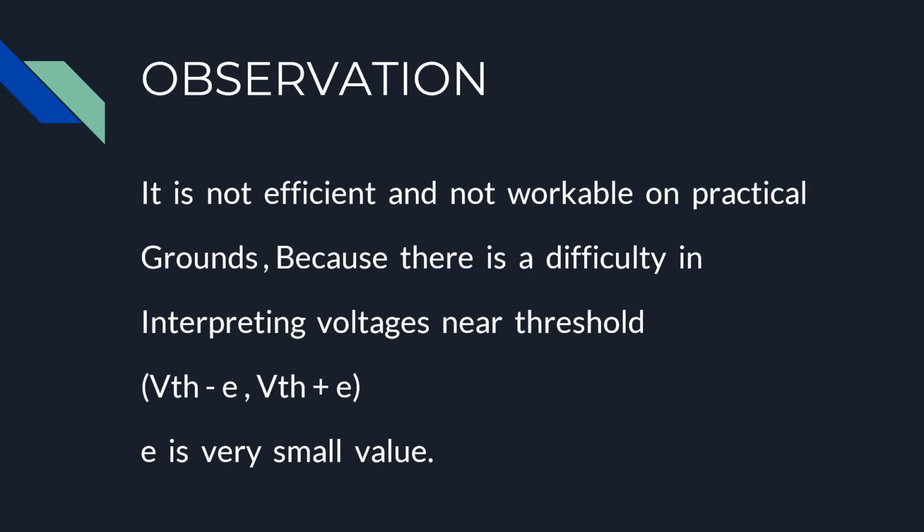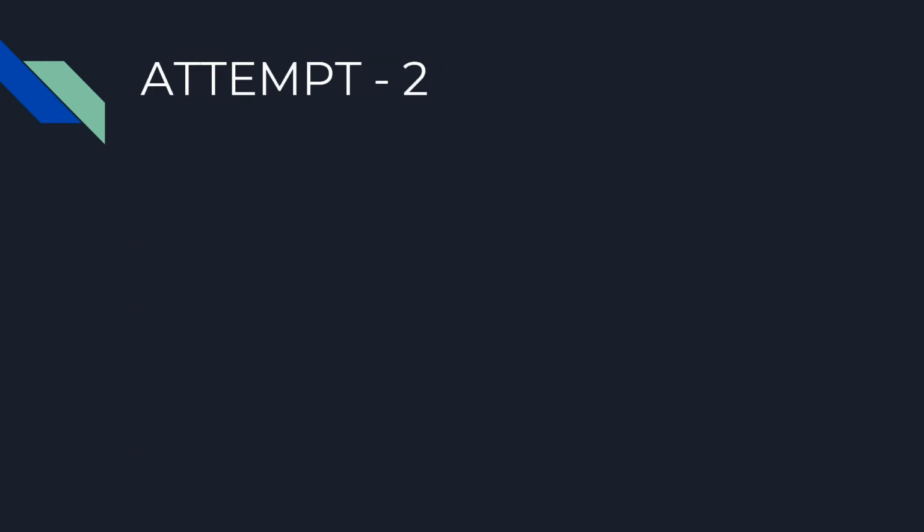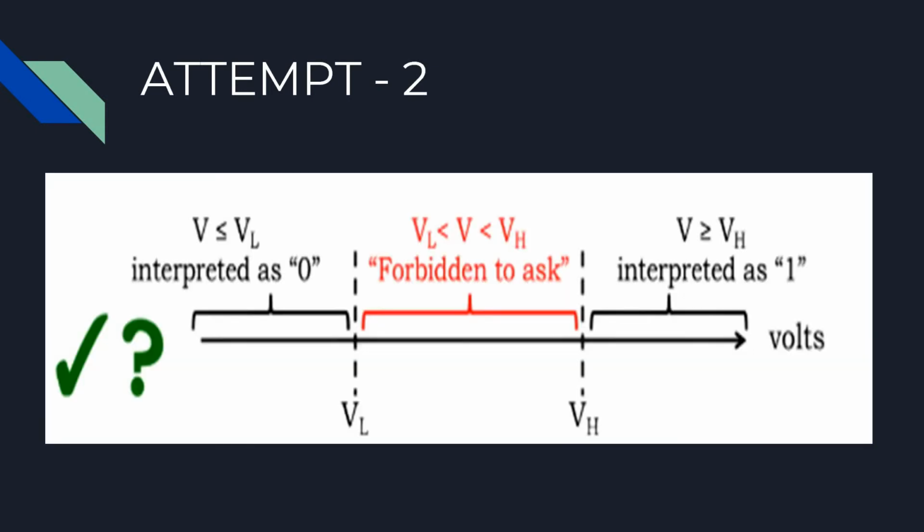We will now introduce two voltages in our attempt 2. In this, we will be introducing two threshold voltages, that is VL and VH. You can see that there are two threshold voltages, VL and VH. Now, if V is less than VL, it is logic 0, as shown here. If V is greater than VH, it is interpreted as logic 1, as shown here.